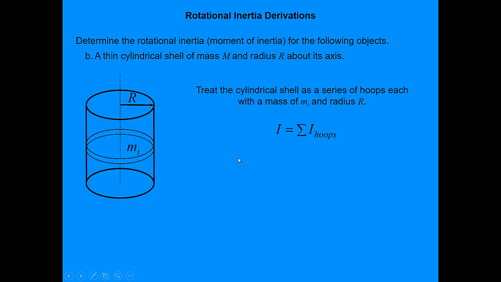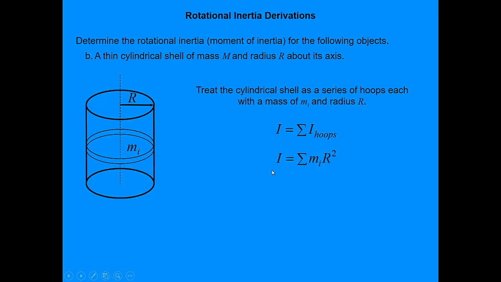Well, as we just found in part A, we know the rotational inertia of a single hoop, right, would be the sum of all of its m_i R squareds. Right? Each hoop would have a rotational inertia of m_i R squared, and then we're going to sum all those.